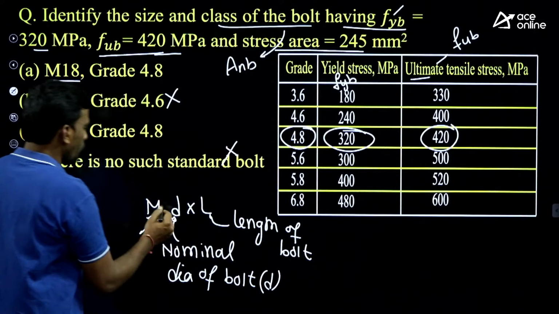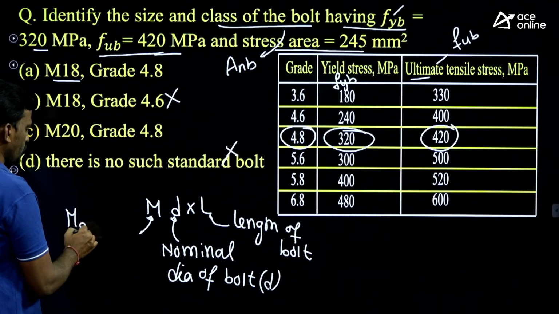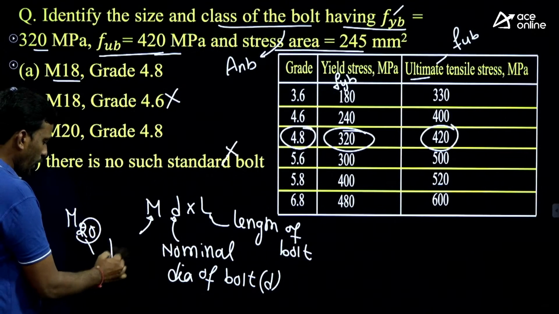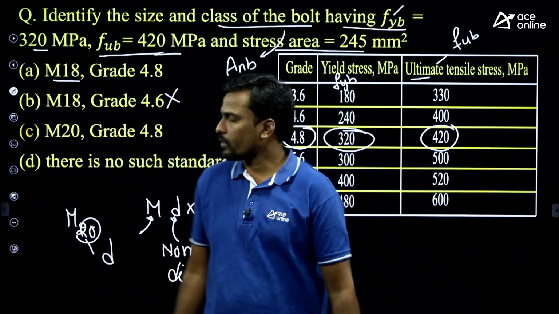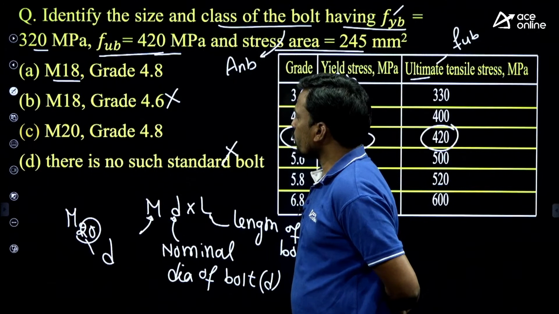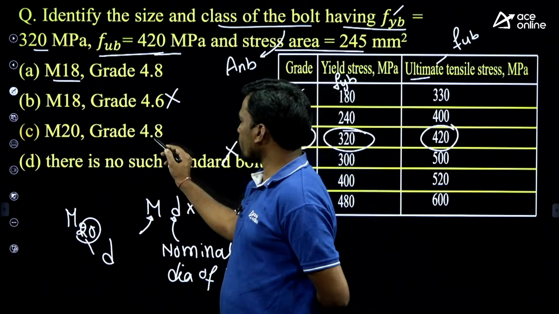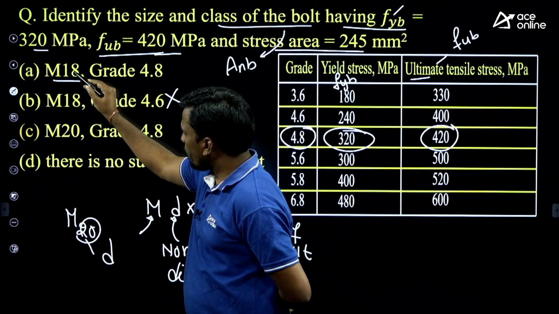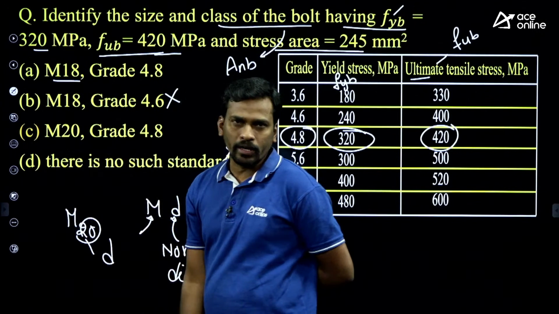Okay, so given, for example, this is the M20. So what does 20 represent here? 20 represents the nominal diameter of the bolt. Okay, right. Now tell me, students, the bolt grade we got. Here, which grade is it? Is it M18 or 20?